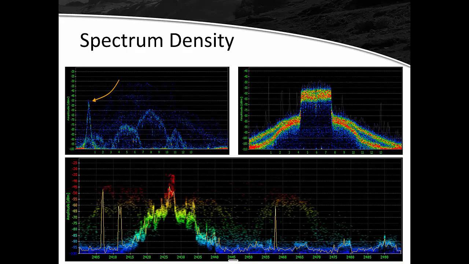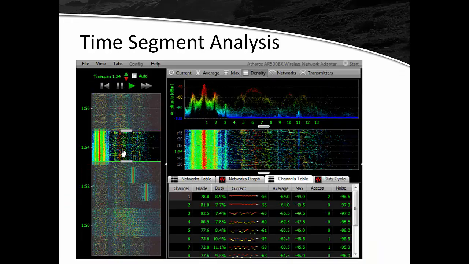These are sometimes called spectrum density views. It's kind of a combination of duty cycle and FFT so that you can really get a good, simple, all-in-one read of what's actually taking place in the environment. There are also, in many spectrum analyzers, features like time segment analysis.